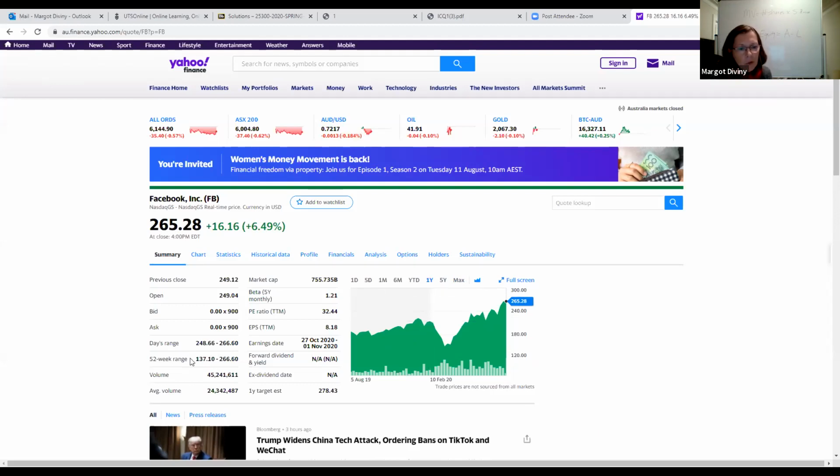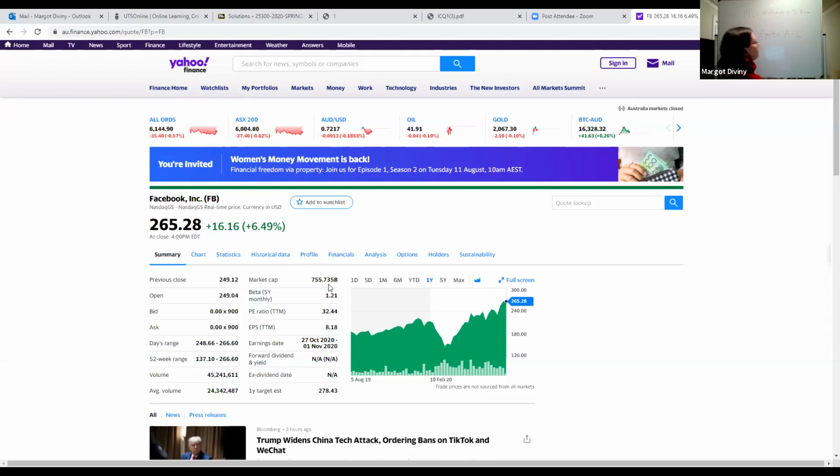So the 52-week range has been from $137 a share all the way back up to about where it's trading today. On average, it trades about 24 million shares a day. So this is what we call a very liquid share. Okay, if you buy in and out of Facebook, there are plenty of people willing to buy and plenty of people willing to sell on any given day. So it's very liquid.